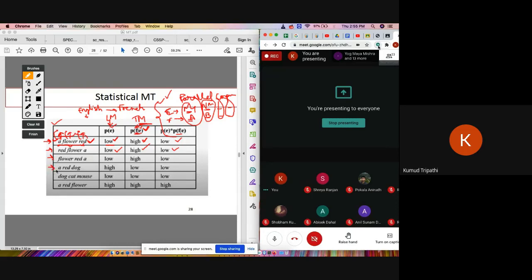Okay, now let's look at this one: a red dog. The language model will give high probability for this one, because red is the property associated with the noun dog. So this is a correct sentence, grammatically and syntactically. That's why the language model is giving high probability for this one, whereas for the previous three sentences it was very low. But the probability given by the translation model is low. Why so? Can anyone answer why the probability for this translation model is low?